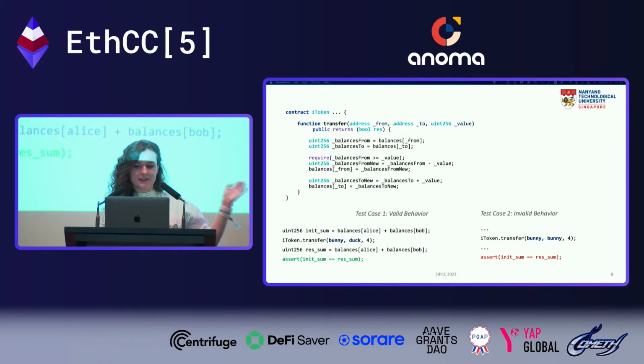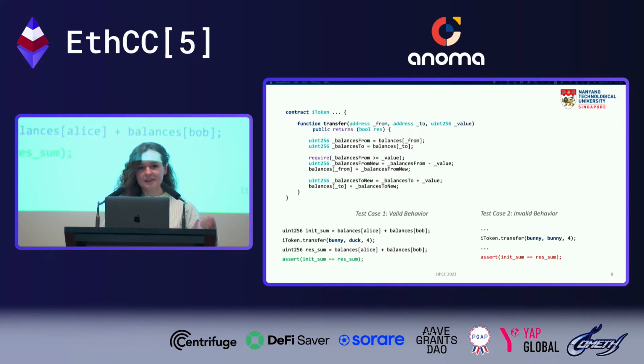We can, for example, write the test on the left, on the right for me, that will perform this transfer in the correct way. So the sender and the recipient will be different people, and the property will hold. That is the example of the correct, valid behavior of our smart contract. We can also write a second test case that will exploit the bug. It will contain a transfer from Bugs Bunny to himself, and the property will be violated.